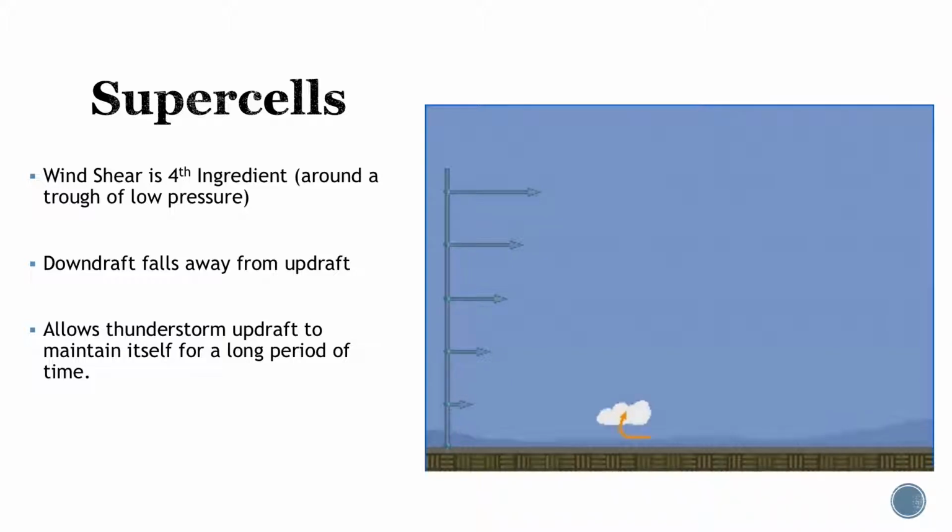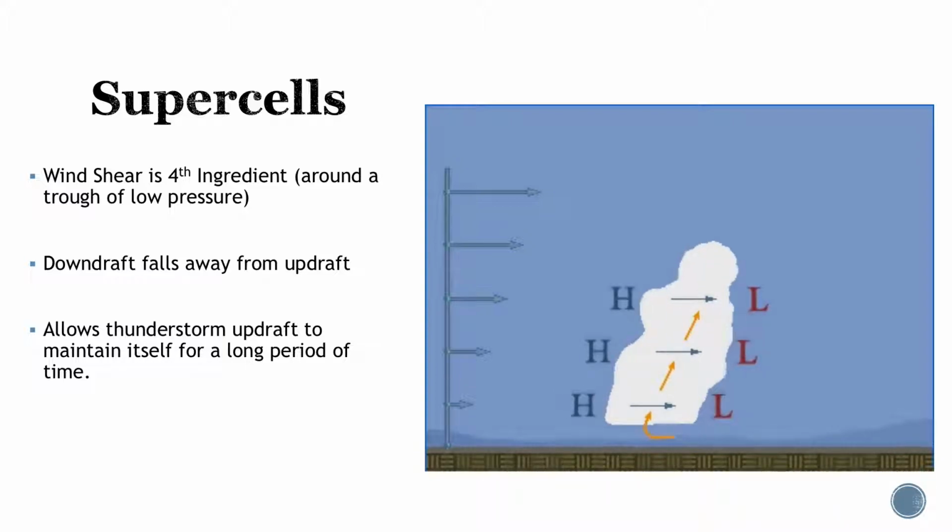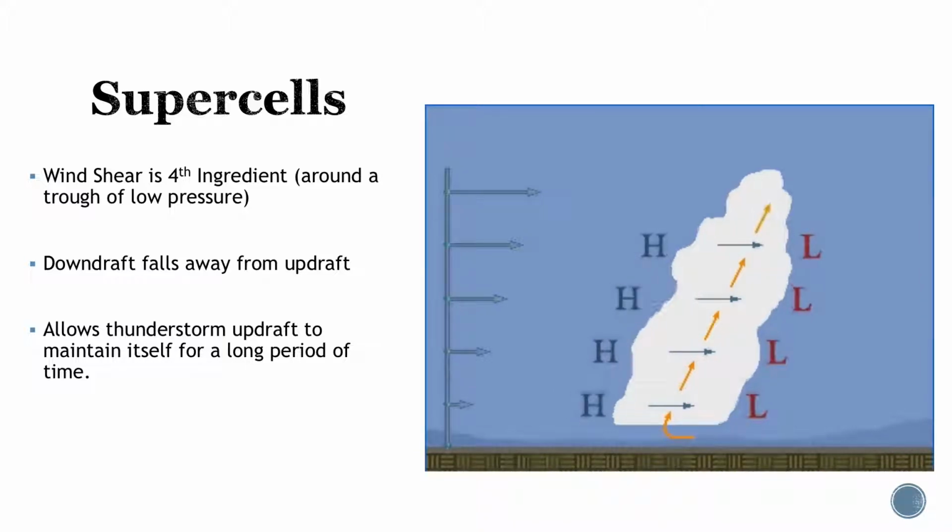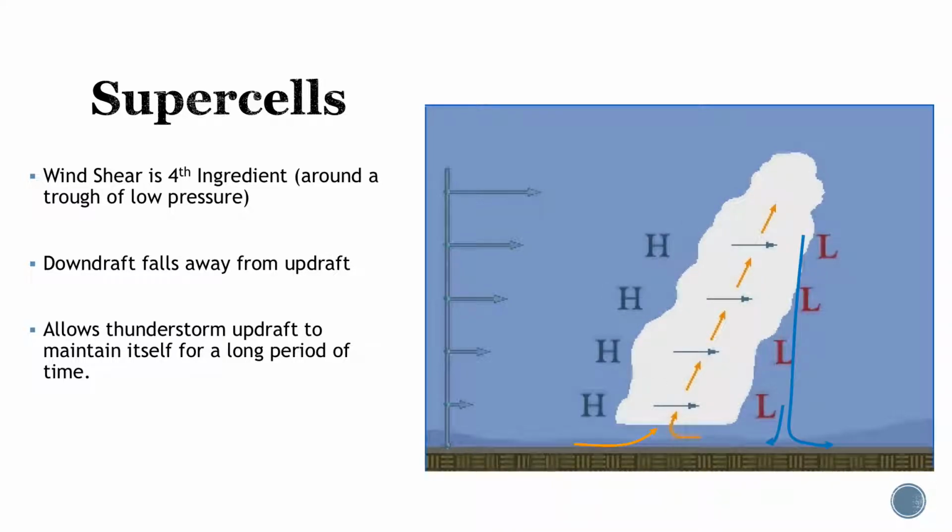The big thunderstorms, the ones that produce the tornadoes, the large hail, the damaging winds, those are called supercells. And so we need a fourth ingredient for these supercells to form, and that's called wind shear. Basically you can see that here with these arrows. The wind is light at the surface and a lot stronger up in the atmosphere.